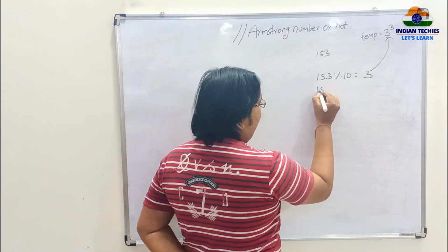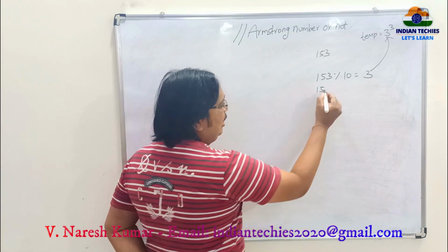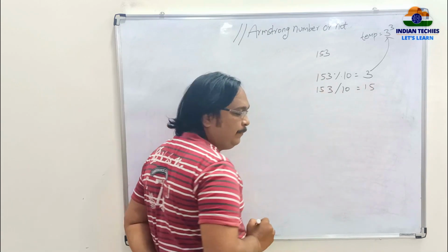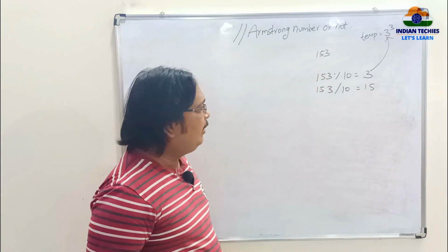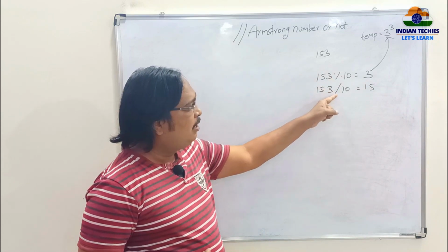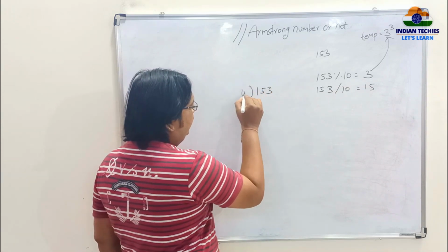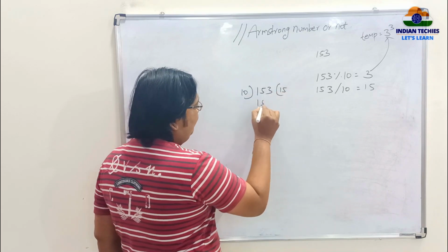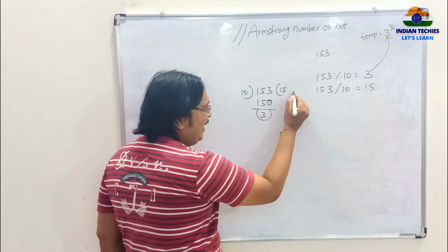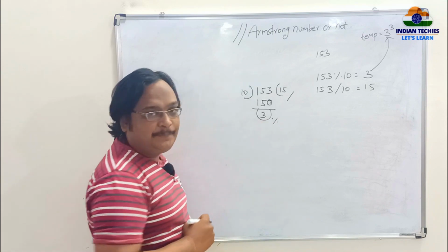Next, to get 5, first of all this 153 should be converted into 15. That is 153 divided by 10, so you will get 15. The quotient is 15. The mod operator gives the remainder, and the slash operator gives the quotient. For example, 153 divided by 10: 10 times 15 is 150, so the remainder will be 3. If we use slash, you will get 15. If we use mod, you will get 3.